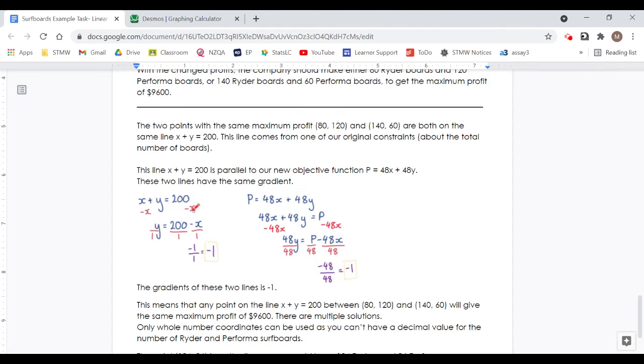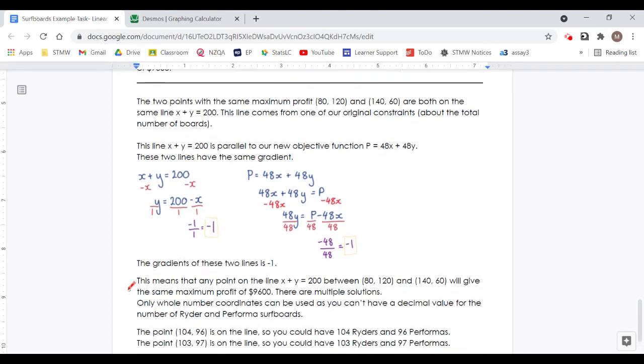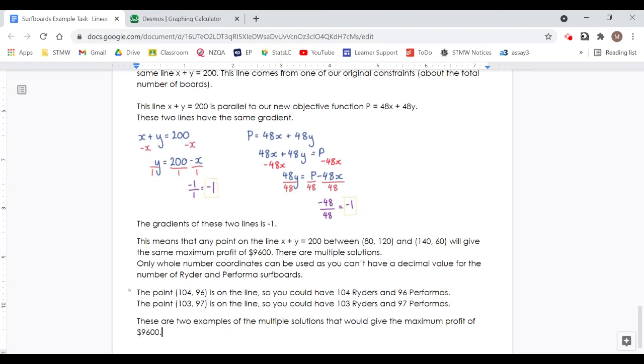Subtracting the x part from both sides, so I've got y equals 200 minus x. Divide everything by the coefficient of y. There's an imaginary 1 there, secret 1. So divide everything by 1. Take the fraction with the x, so negative 1 over 1. That's simplified to negative 1. My other one, I'm subtracting the x stuff from both sides. Then I'm dividing by the coefficient of y. So dividing by 48, taking the fraction with the x, negative 48 over 48. That simplifies to negative 1 as well. They've got the same gradient, okay? Write that out. The gradient of these two lines is negative 1.